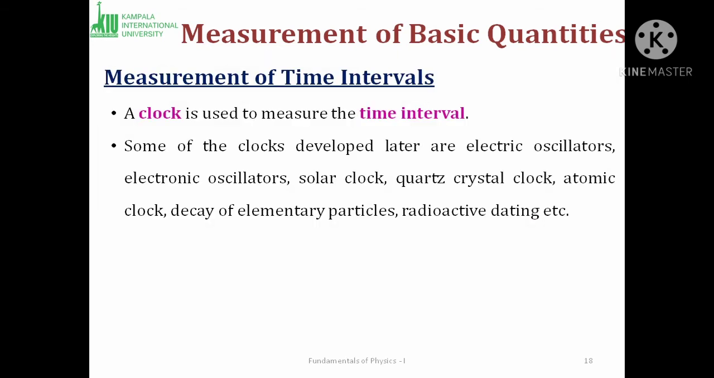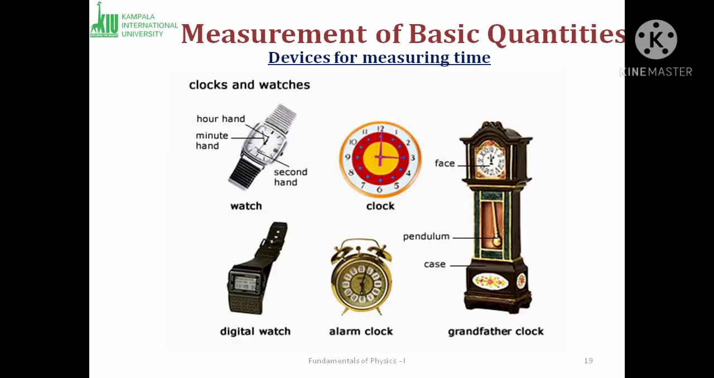Next one is measurement of time interval. Time is another physical quantity. To measure time we use a clock, right? A clock is used to measure the time interval. Some of the clocks developed later are electronic oscillator, electric oscillator, solar clock, quartz crystal clock, atomic clock, etc. These are some devices used for measuring time.